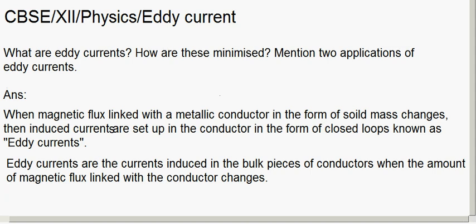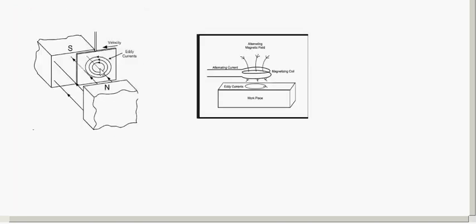Now here is an example. Here is a bulk piece. When this bulk piece is moved in a stationary magnetic field, the flux linking the piece changes and a circulating current is produced, and that current is called eddy current.